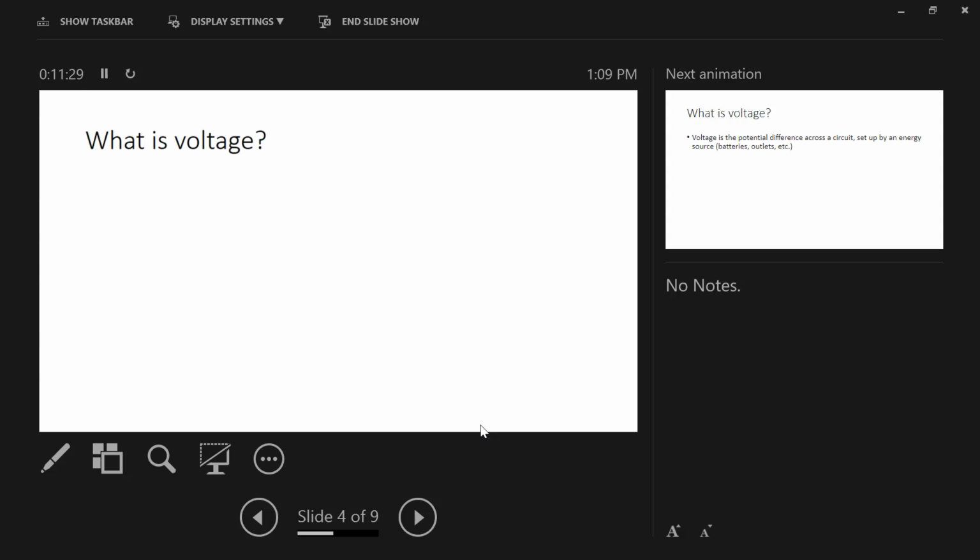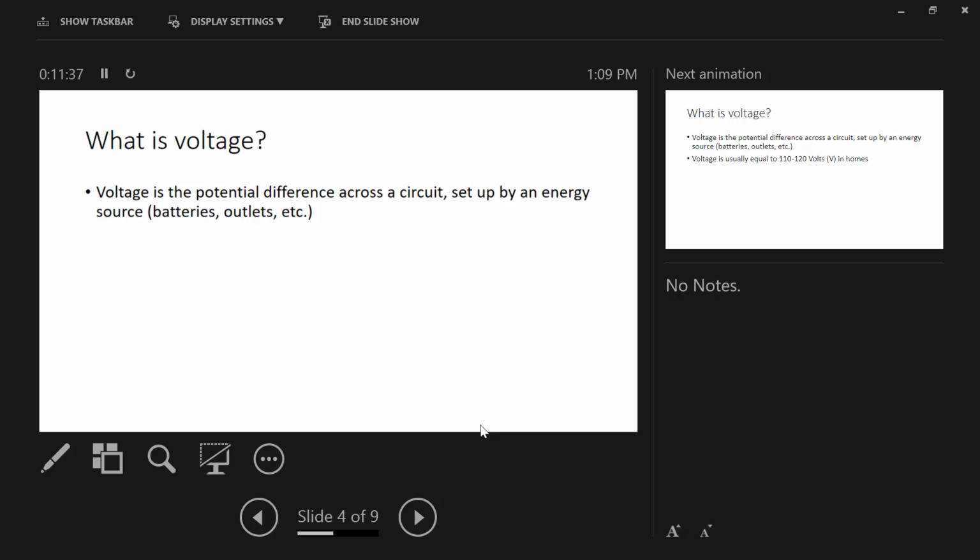What is voltage? What is voltage? This is a good one. What is voltage? So specifically in physics, voltage is the potential difference across a circuit. The potential difference. And this is the electrical potential difference. So we're dealing with electrical potential here, having to do with the relative amount of charge on either side of the circuit.